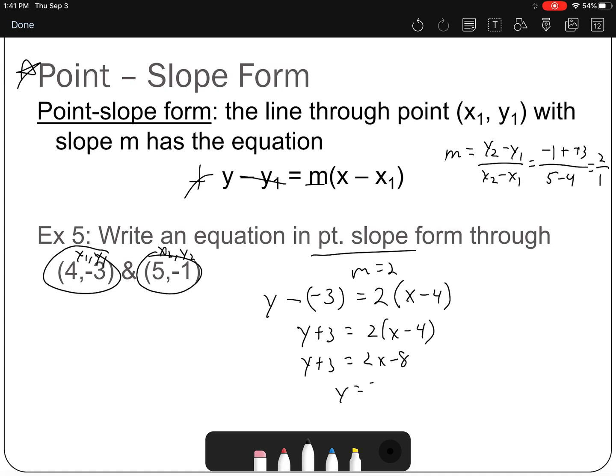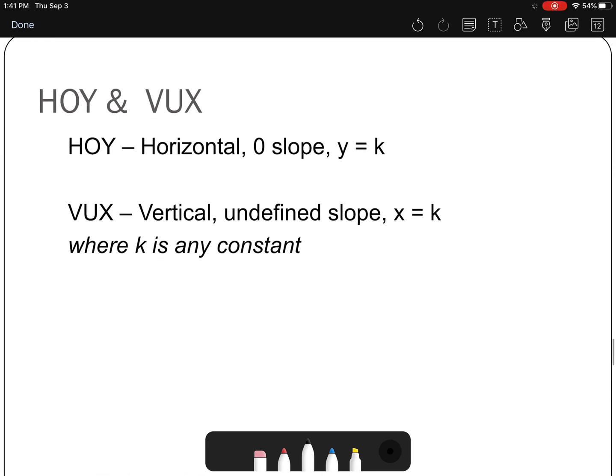If I want to put it into slope-intercept form, I simply distribute, then subtract 3, and I get 2x minus 11. So this is slope-intercept, this is point-slope. You'll have some problems with those.